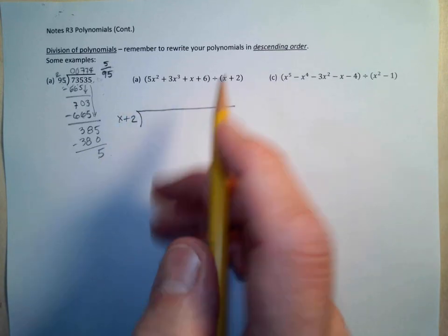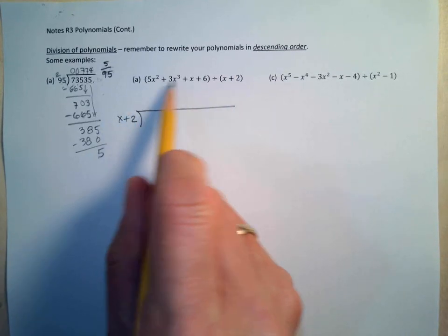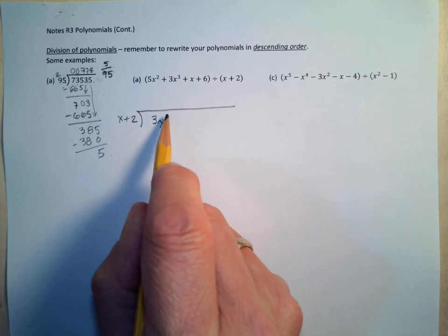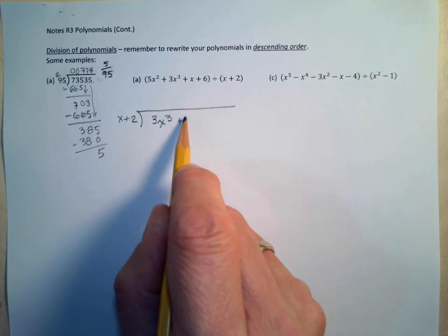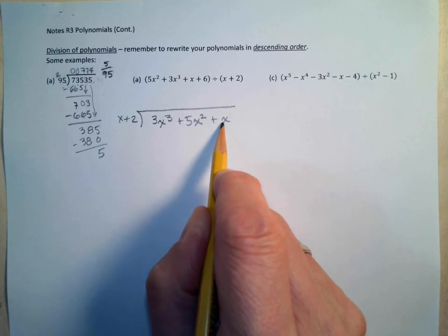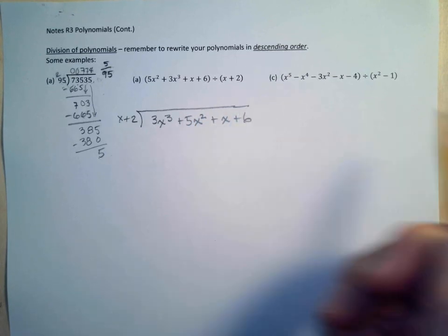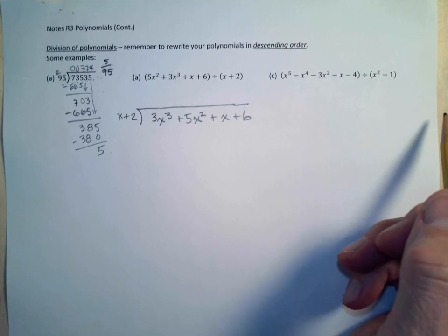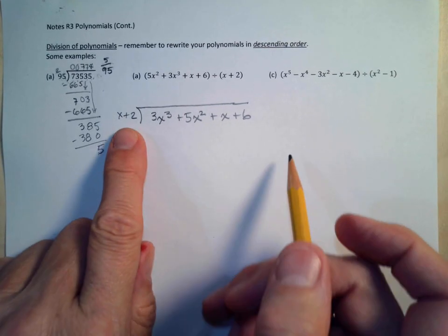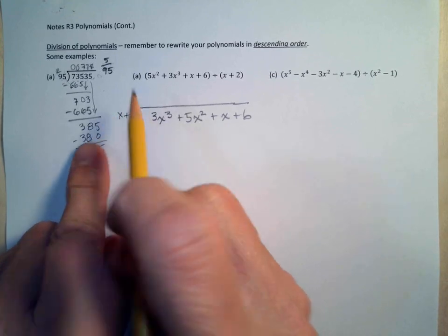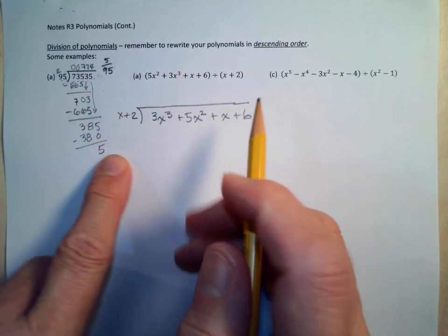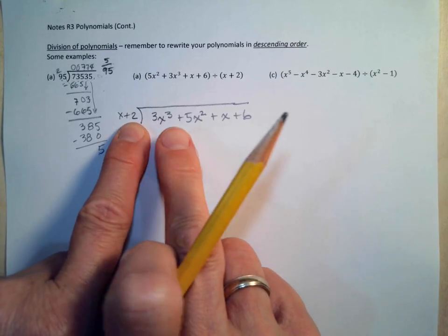And then we put the polynomial in descending order. Notice I mixed it up here. Got to have it in descending order. So 3x cubed plus 5x squared plus x plus 6. Okay, all right, so this is how we do this. We're going to see how we didn't take 95 into the whole thing. We took it into various things. So we're going to take these two things into these two things.